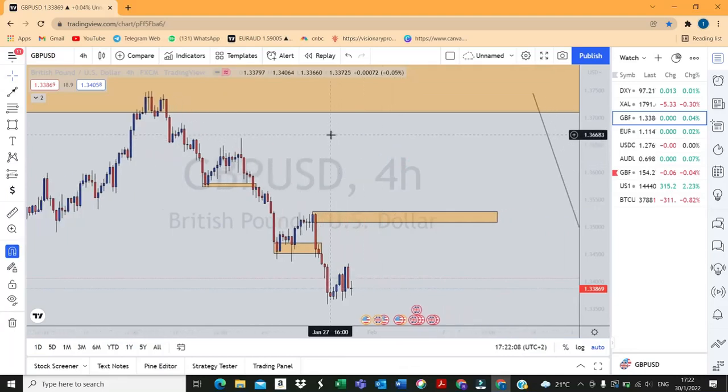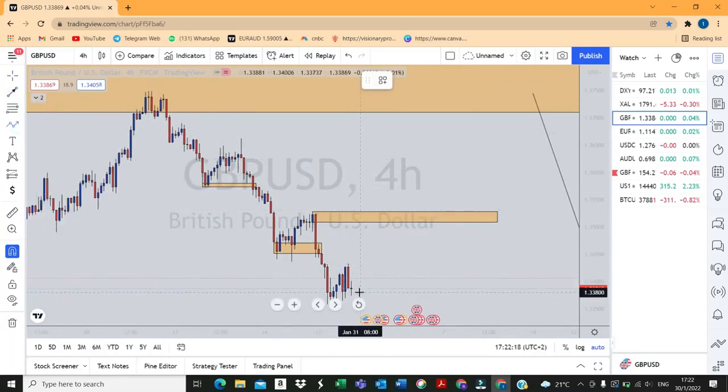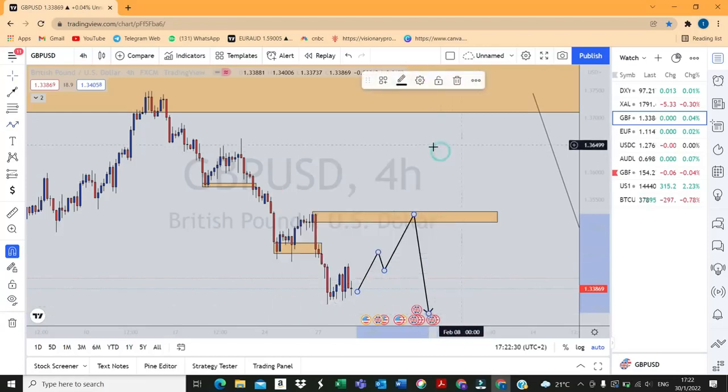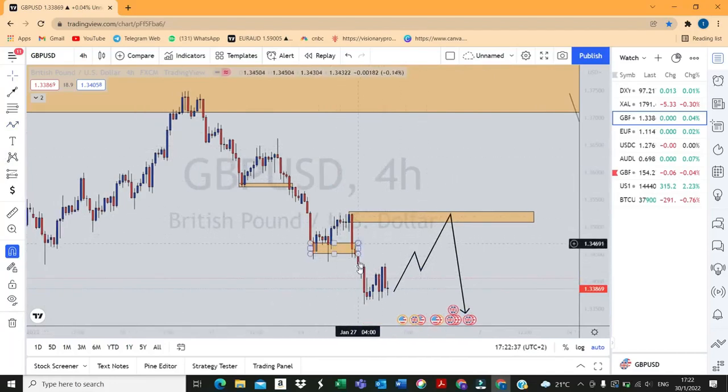I'm actually expecting a corrective move back to that zone, at least, if my price corrects like this into this region, right? Then another drop is definitely going to come from that zone, right? So this is my expectation of GU. I am expecting the corrective move first at the beginning of this week. GBP USD will correct to this zone, then sales will come in, right?